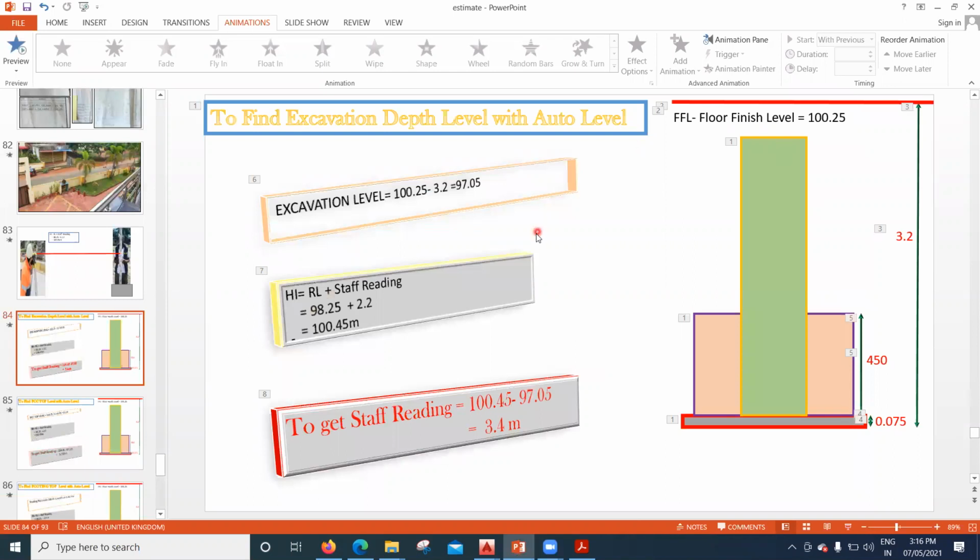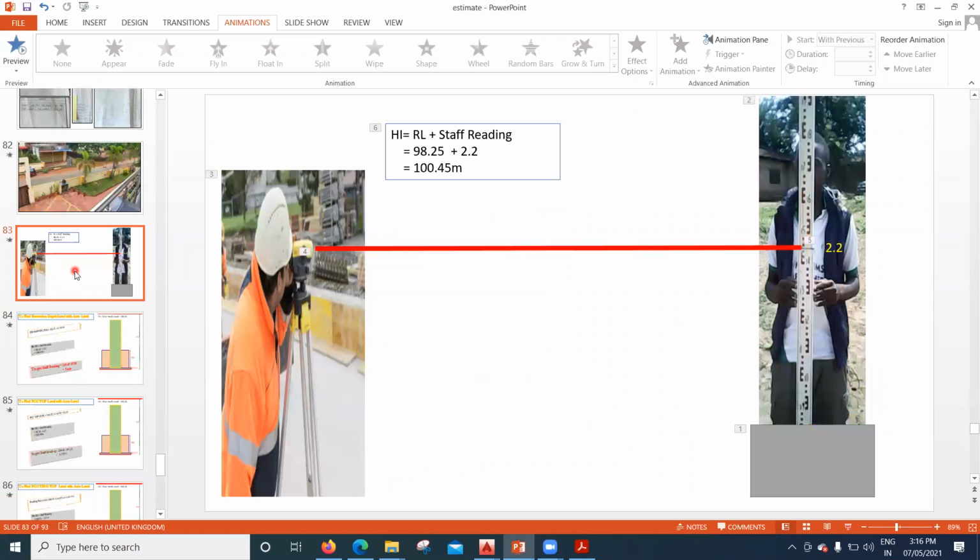Once this is done, we have to understand how the PCC level has to be given. Then we'll see how the foundation top level has to be given, and how the excavation level is also to be given, right? Whatever explanation I've done is very simple. What I've explained so far is just theory and how the surveyor has to work. But as a site engineer, for you it's very simple.